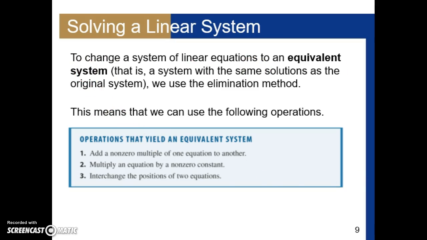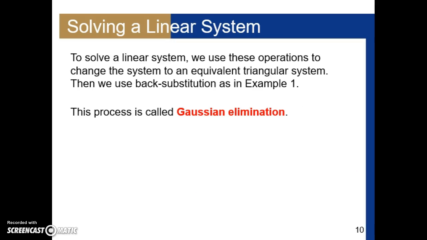To change a system of linear equations to an equivalent system, that is, a system with the same solutions as the original one, we use the elimination method. We can follow these steps. We can add a non-zero multiple of one equation to another, we can multiply an equation by a constant, or we can interchange the positions of 2 equations. So to solve a linear system, we use these operations to change the system to an equivalent triangular form and then use back substitution like we did in example 1. This is called Gaussian elimination.